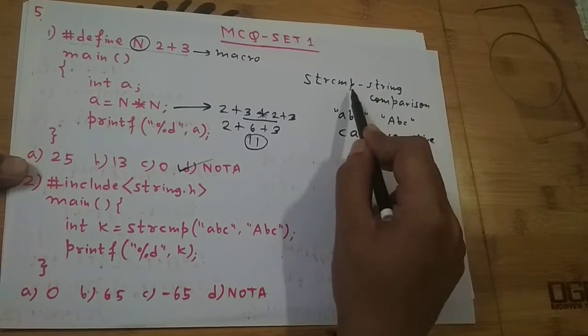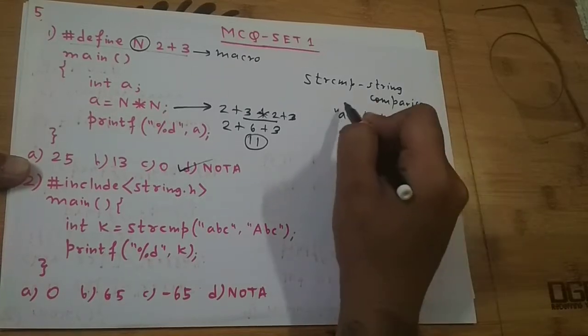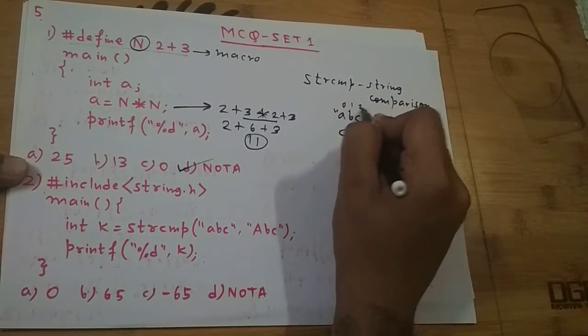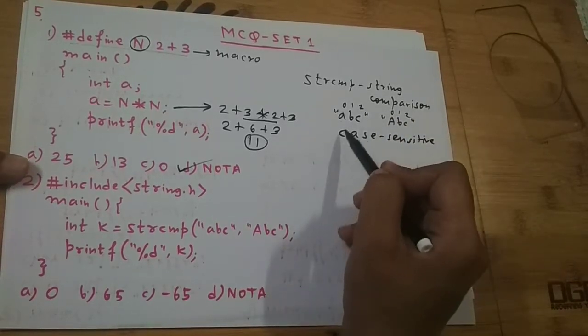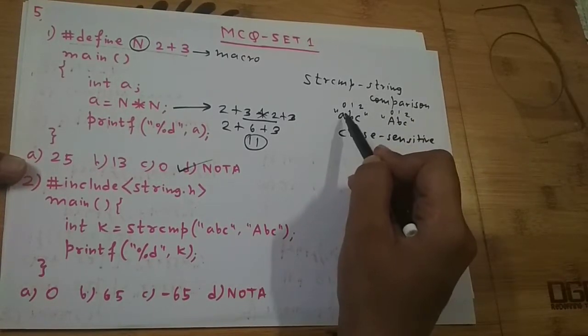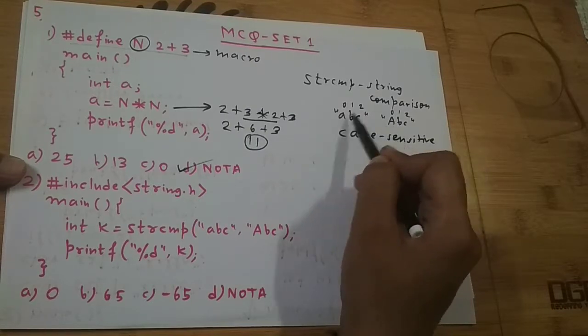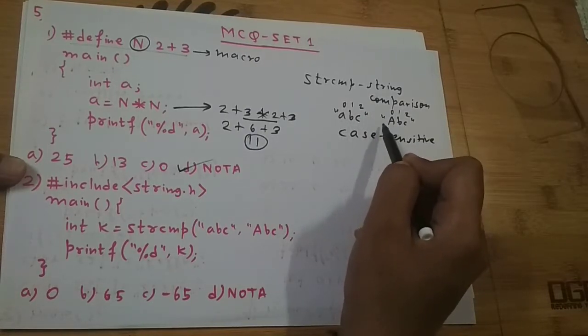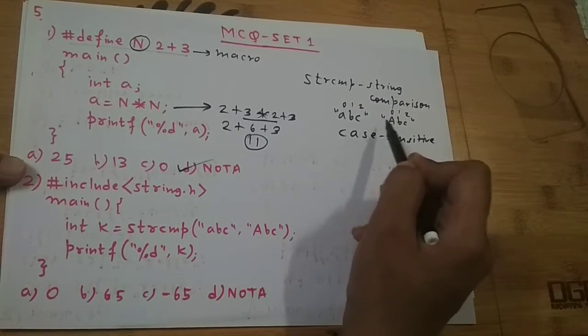Now what will strcmp do? strcmp will compare one character at a time, position by position. This is position 0, position 1, position 2. Similarly, this is position 0, position 1 and position 2. It will compare the corresponding positions, so it will compare this small a at position 0 with this capital A at position 0. The moment it finds a non-zero value after the comparison, it will stop the comparison and report that non-zero value.